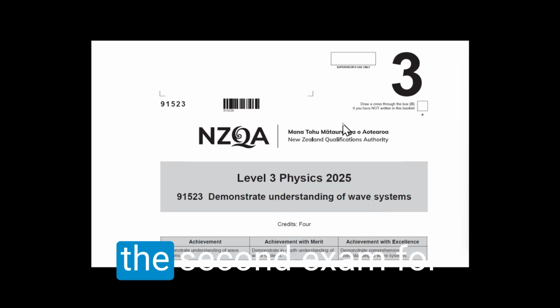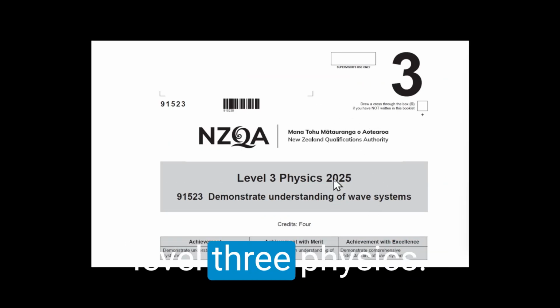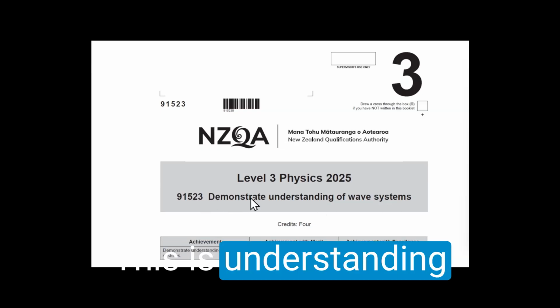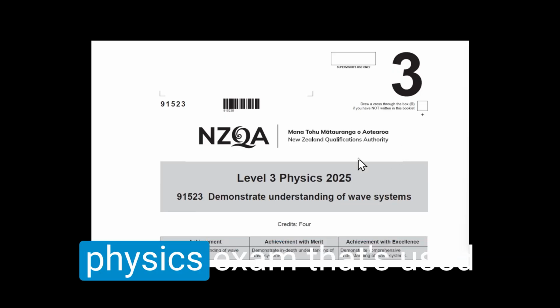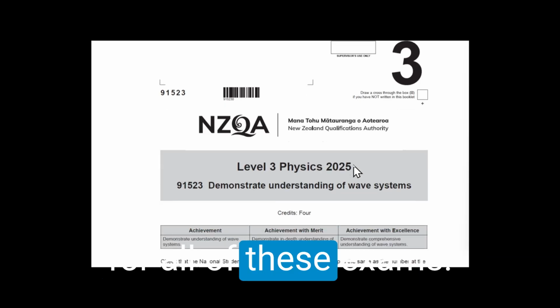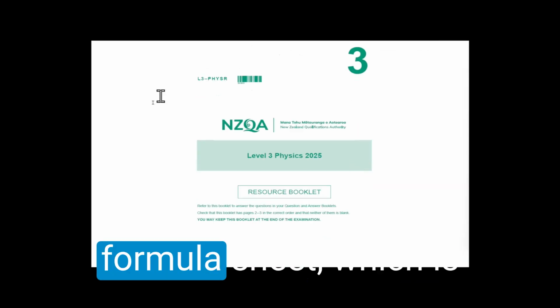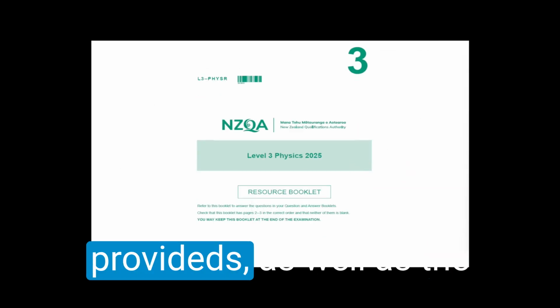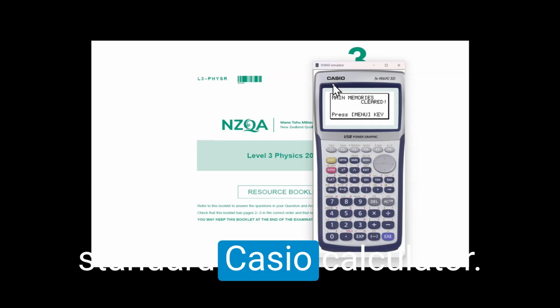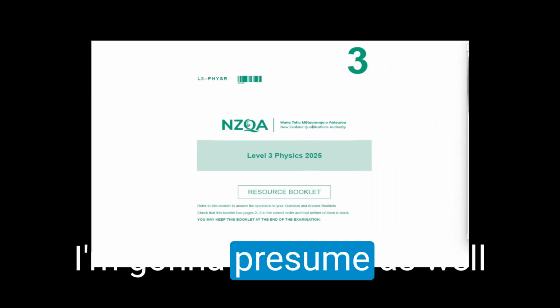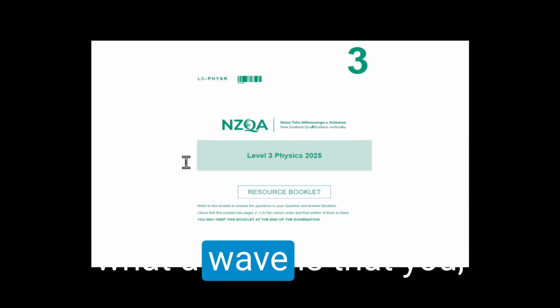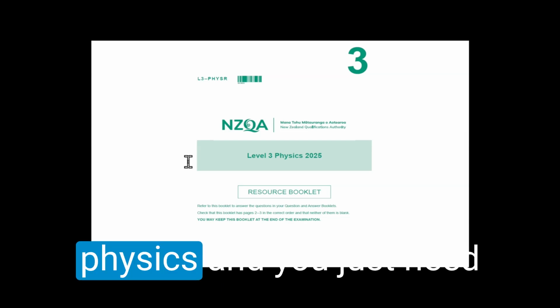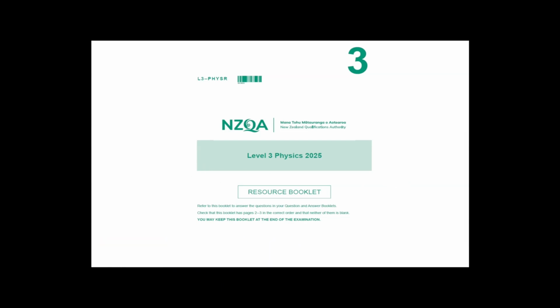Well, today we do the second exam for Level 3 Physics. This is Understanding Wave Systems. I think this is the least examined physics exam that's used. For all of these exams, I'm going to be using the formula sheet, which is provided, as well as the standard Casio calculator. I'm going to presume as well that you don't need me to explain to you what a wave is, that you know the basic physics and you just need help with the problems. Okay, with that said, let's do it to it.